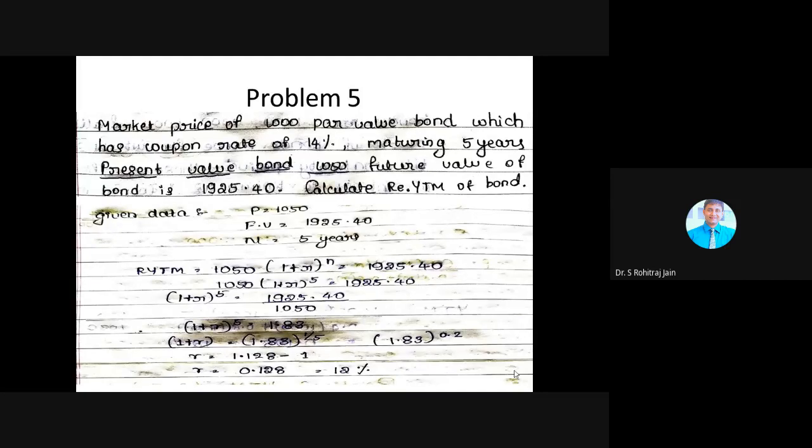It is something like X into Y is equal to Z. Please understand, X into Y is equal to Z. So Y is equal to Z divided by X. So on the left hand side, the 1050 will go to the denominator of the right hand side. Clear? Next step, (1 plus R) to the power of 5 is equal to 1925.4 divided by 1050, which is 1.83.